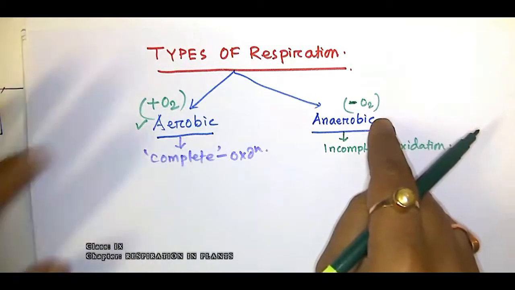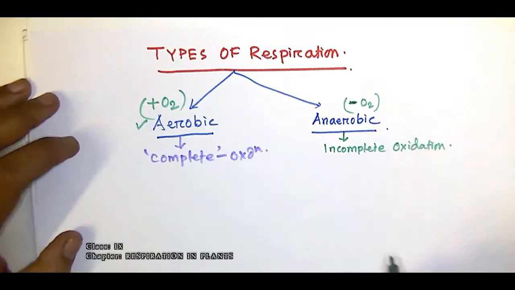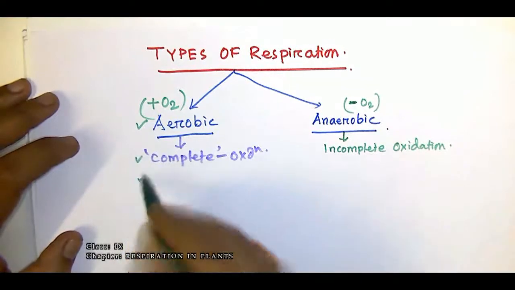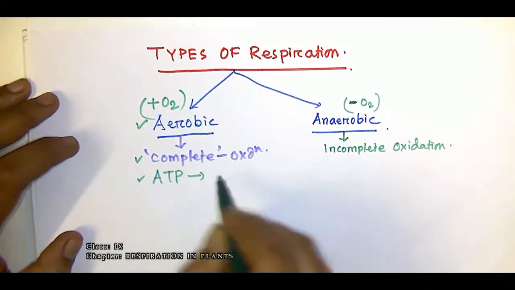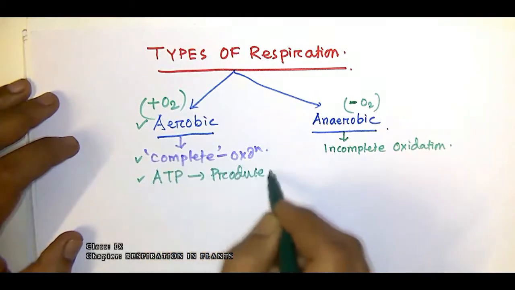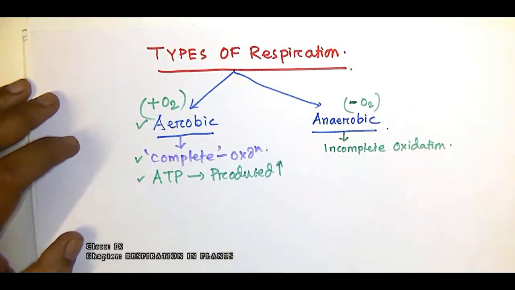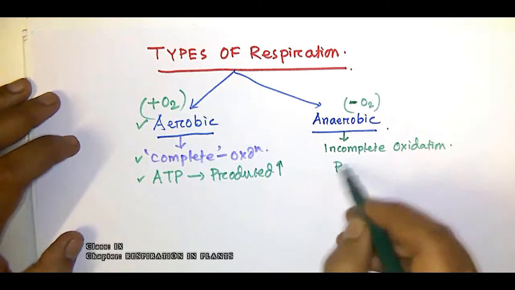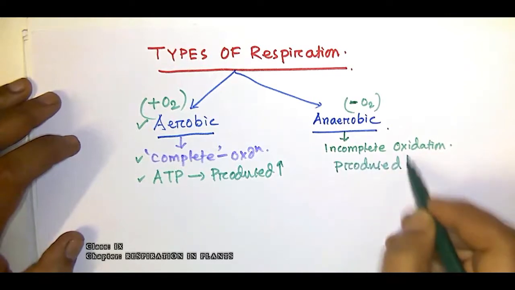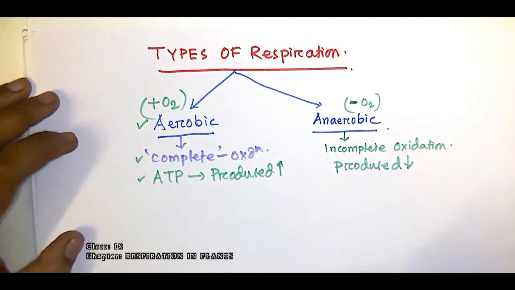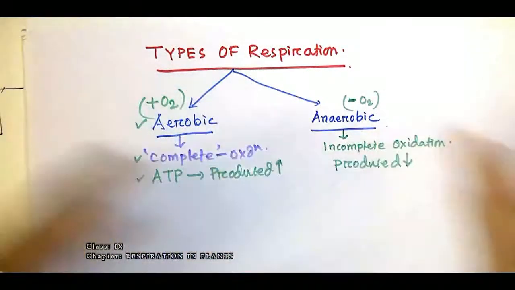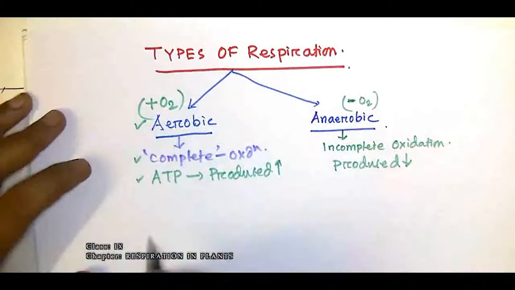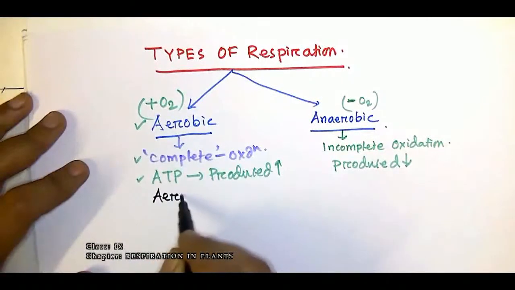So what is the next important point that we can find here? The next important point is the amount of ATP produced. Here the amount of ATP produced is much higher. But in this case, the amount of ATP produced is much lower, or in fact very less. I believe it is clear. So after looking into these basic differences between both processes, let's deal with aerobic respiration in detail now.